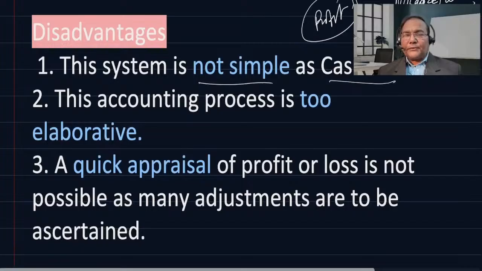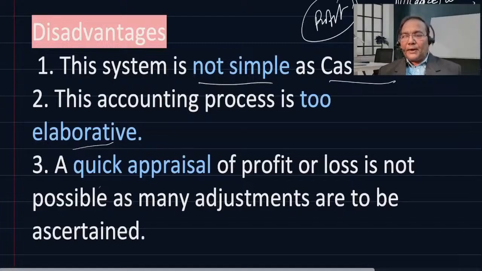This accounting process is too elaborative. Too elaborative means a lot of accounts are required to be opened. All the outstanding accounts are required to be opened in order to show them in the books of accounts. So it involves a lengthy process. That is why it is elaborative.